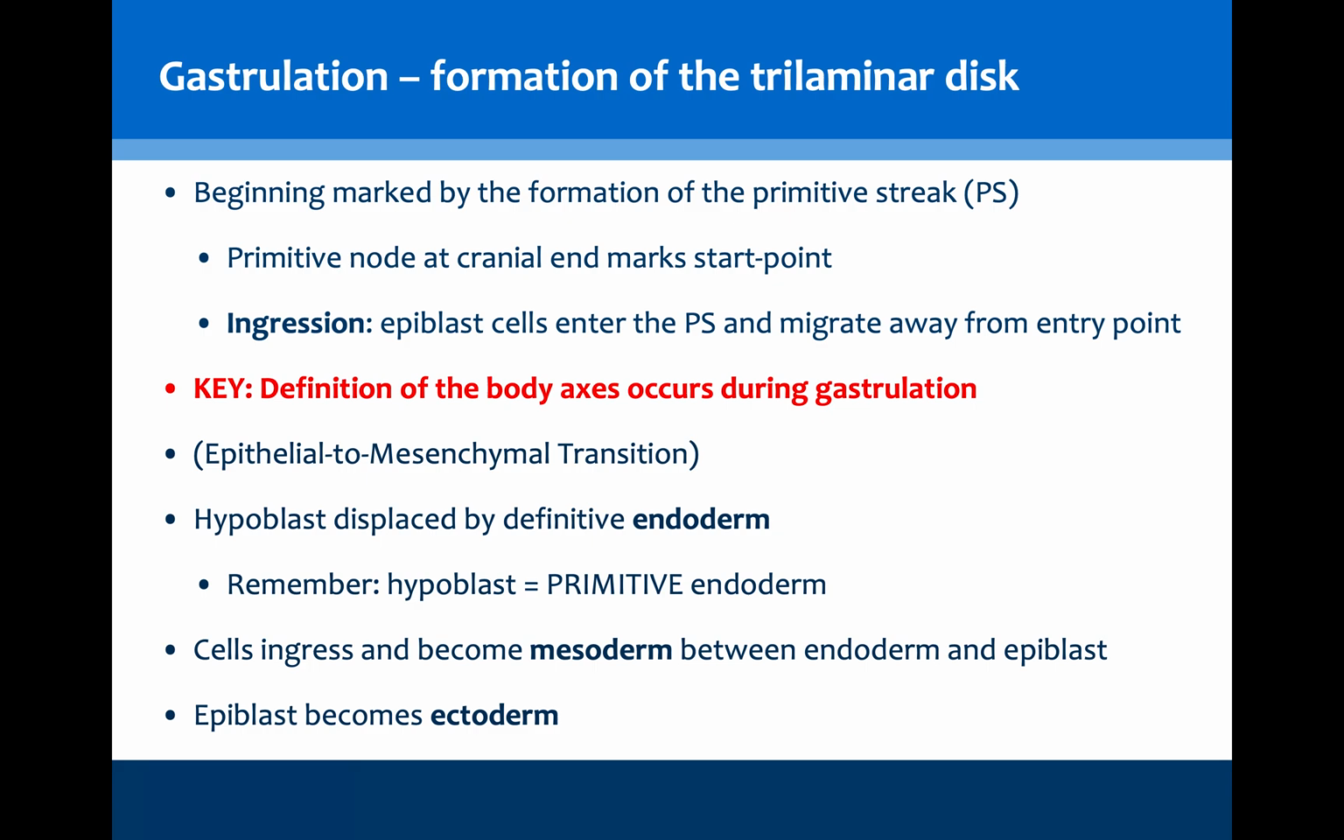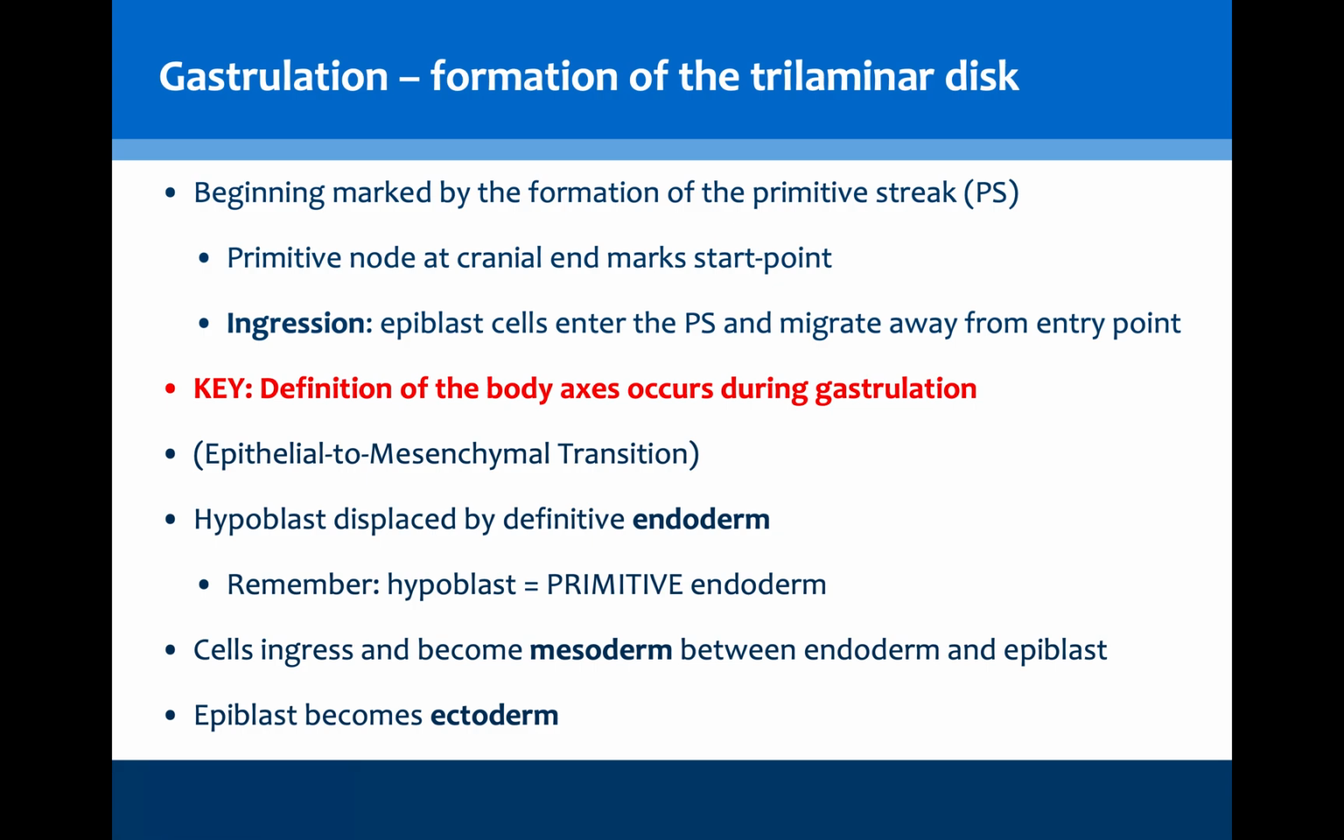But the process of gastrulation is marked by the formation of the primitive streak, and this is this midline dorsal structure that you can see forming on the bilaminar disc. A primitive node can be seen at the cranial end. Okay, so again, starting to demonstrate that asymmetry that we're seeing as a result of gastrulation. And then the epiblast cells of our bilaminar inner cell mass will ingress into the primitive streak. So they'll come into the primitive streak and then migrate away from where they came.